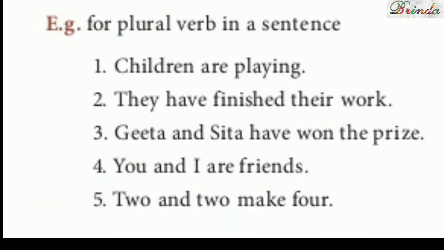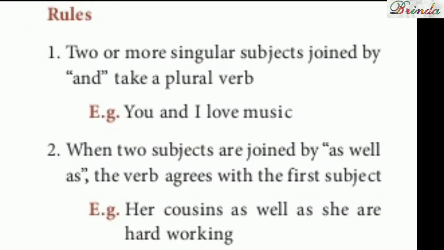Moving on to plural form. Example, for plural verb in a sentence, children are playing. Children is many people. They have finished their work. Have is plural. Third one, Geeta and Sita have won the prize. Here have is plural. You and I are friends. Are is plural. Two and two make four. Fine children? Okay. Now shall we see the rules?